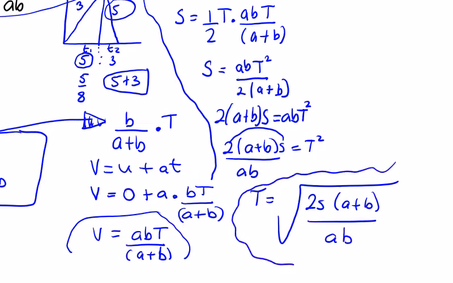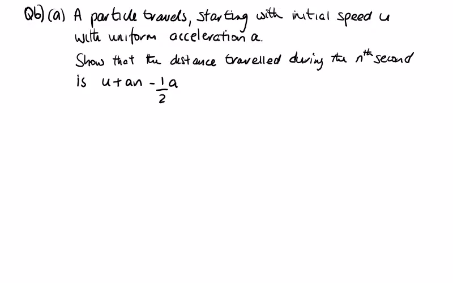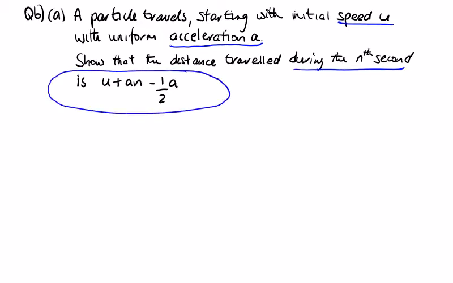Quite a tricky simplification here. Just the ratio, think of these ratios, T1 to T2, and what it entails. Question 6, 3 different parts. Part A, a particle travels starting with initial speed u with uniform acceleration a. Show that the distance covered during the nth second is u plus an minus a half of a. Okay, let's look at the distance traveled just with our initial.